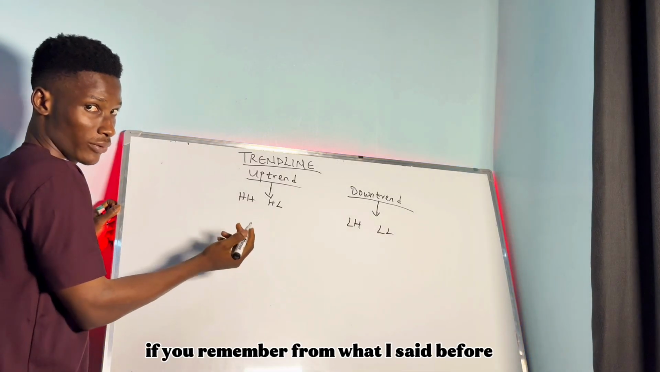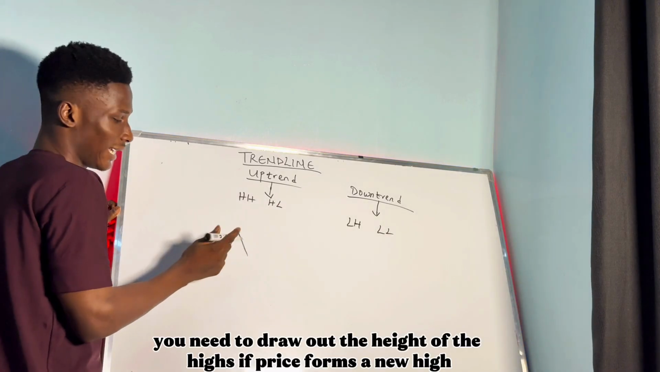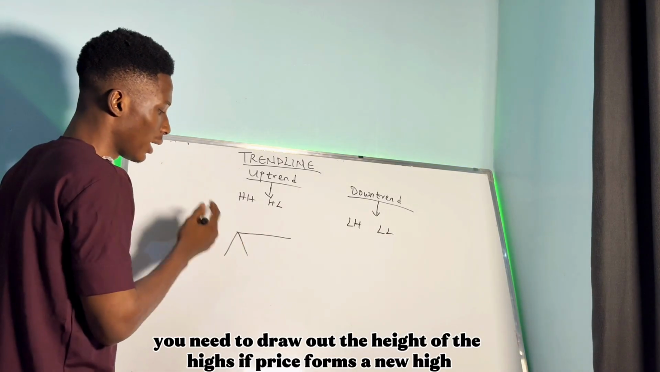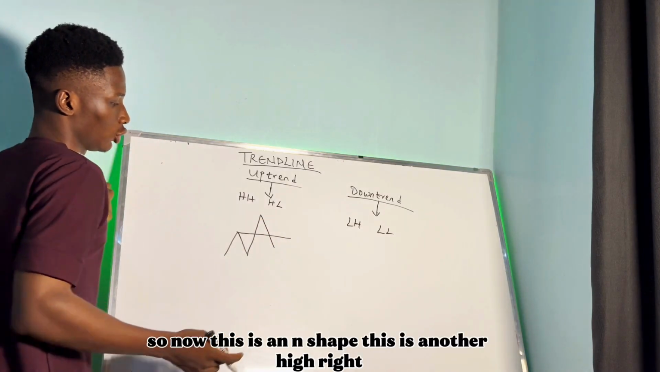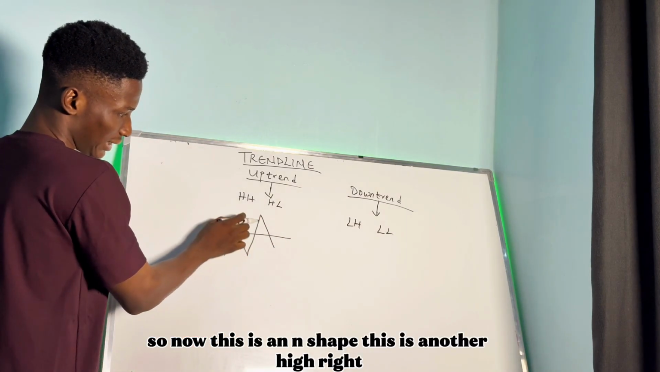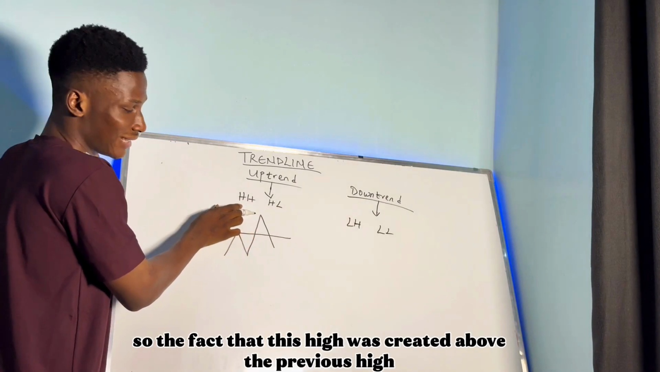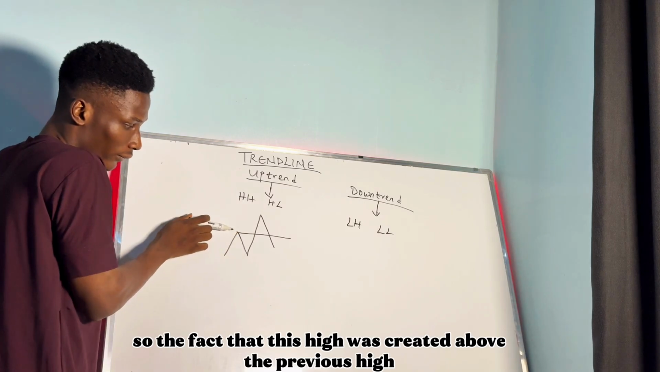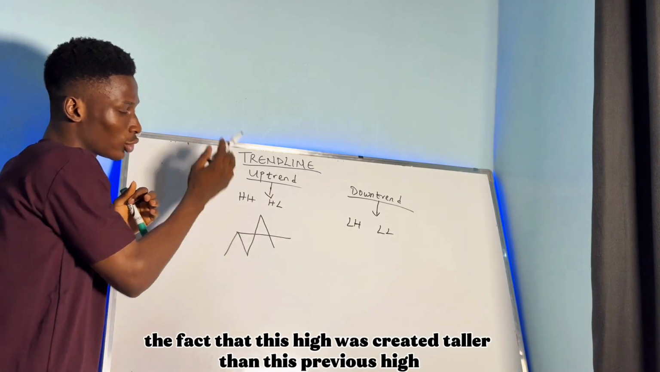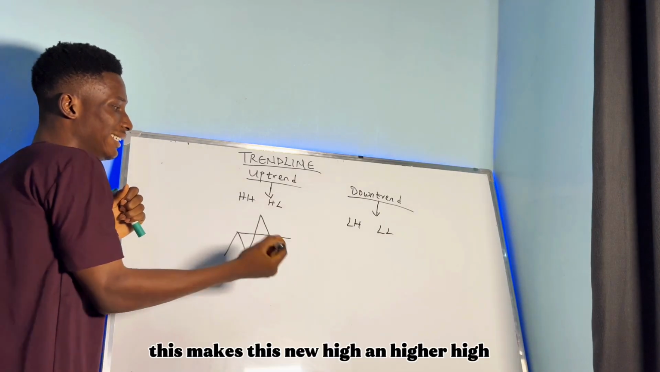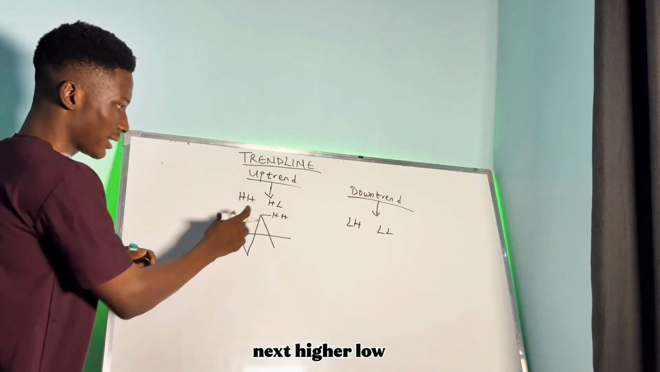This is an N shape, if you remember from what I said before. You need to draw out the height of the high. If price forms a new high, it breaks out of this point, something like this, right? So now, this is an N shape, this is another high, right? So the fact that this high was created above the previous high, to put it in layman's English, the fact that this high was created taller than this previous high makes this new high a higher high. So simple.